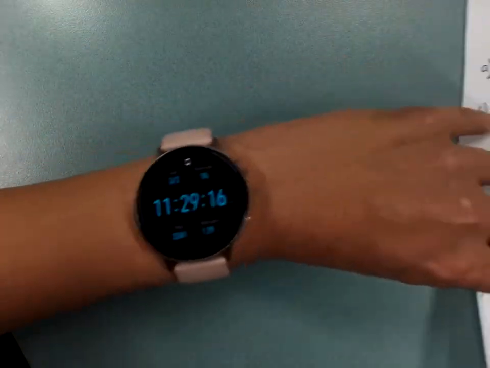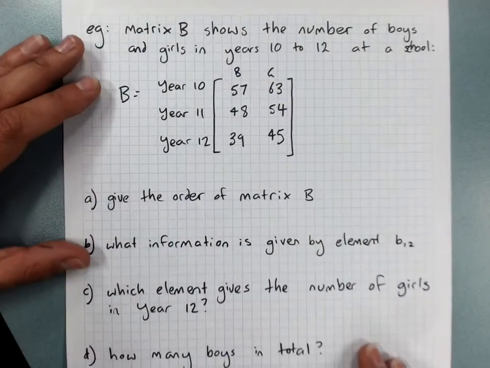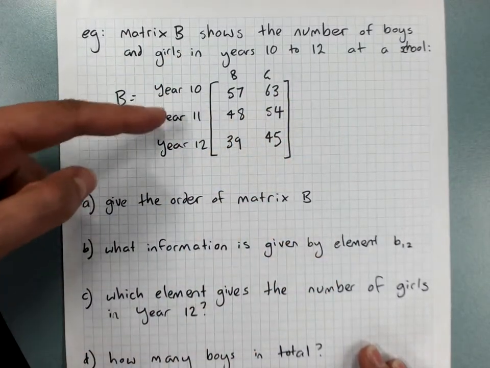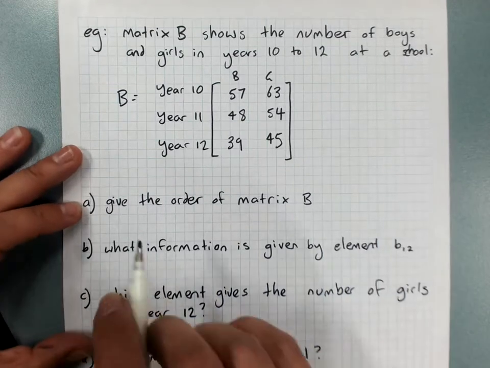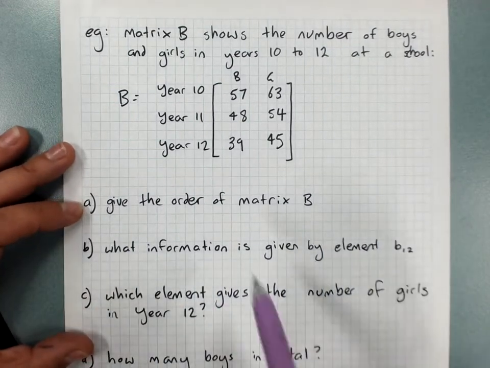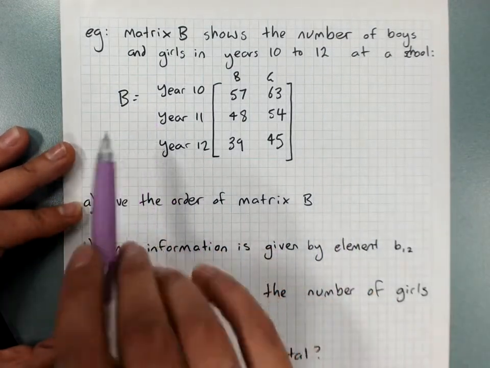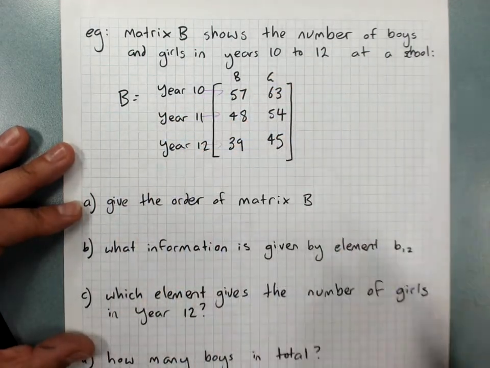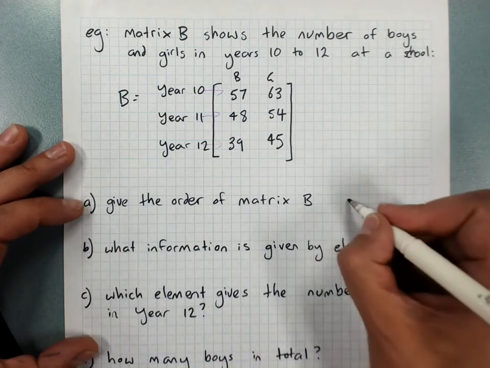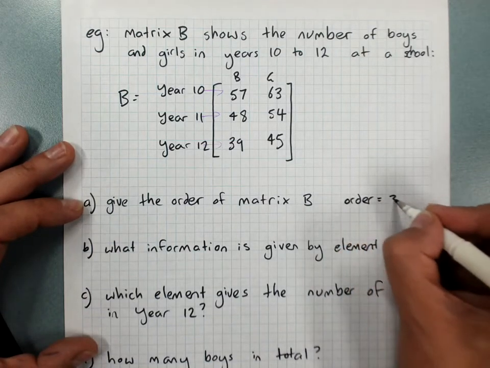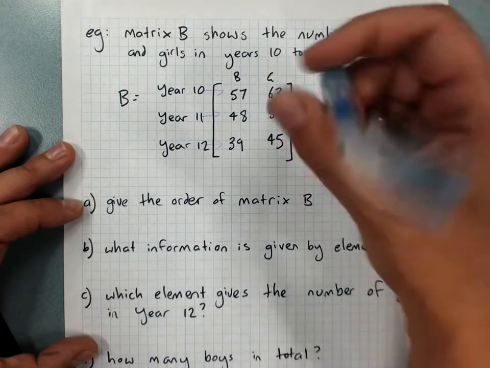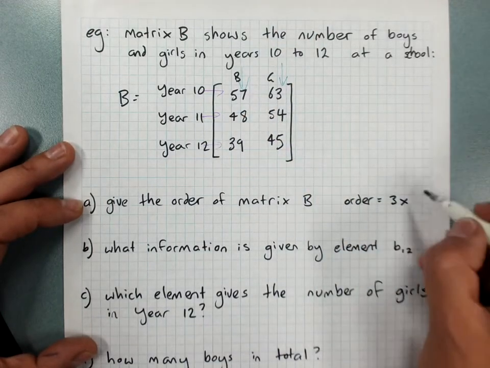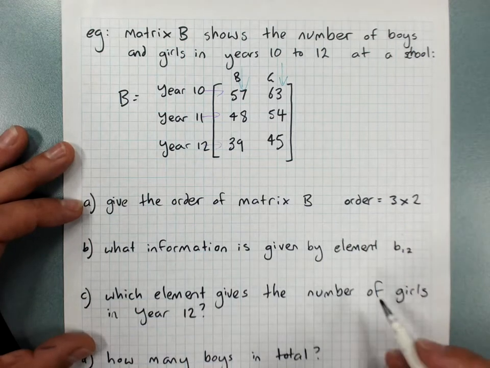So the types of questions you might get. Matrix B shows the number of boys and girls in years 10, 11 and 12 at a school. First up, give the order of matrix B. Remember, rows 1, 2, 3. 3 rows. Columns 1, 2, 2 columns. This is a 3 by 2 matrix.